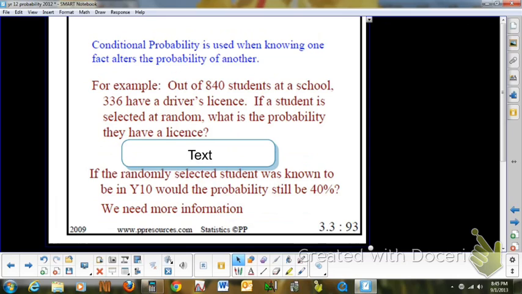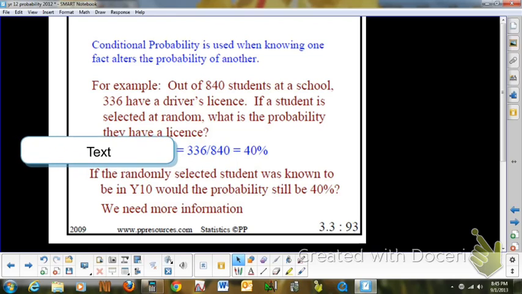Now we're going to build around something that we already know, probabilities that we're comfortable and familiar with, and then build on that just to quickly see how this formula comes about. So something easy, like out of 840 students at a school, 336 have a driver's license. So we want to know the probability that they have a license, and we all know it's going to be 40%, 336 out of 840. Now, if the randomly selected student was known to be year 10, would the probability still be 40%? So we need more information.